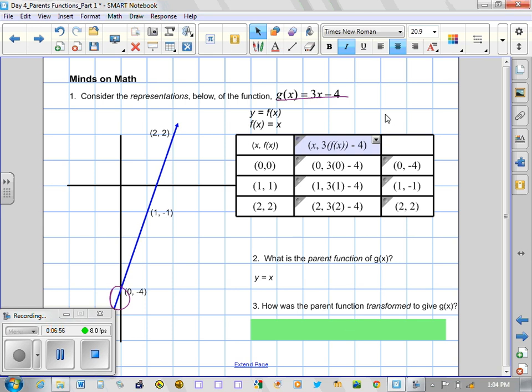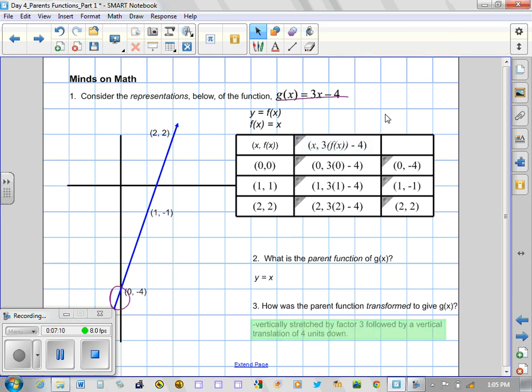So do take note that under the transformations of the graph y equals x, all of these coordinates happen to be on the graph of G. Last but not least, just in a few words, we'll make a statement about what happened to the original graph. To give G at x, we can say that the graph was vertically stretched by a factor of 3, which was then followed by a vertical translation of 4 units down.